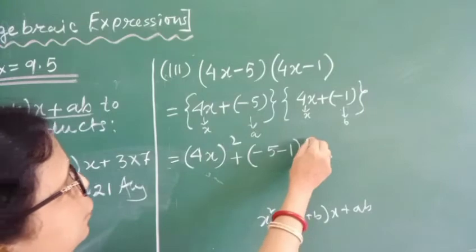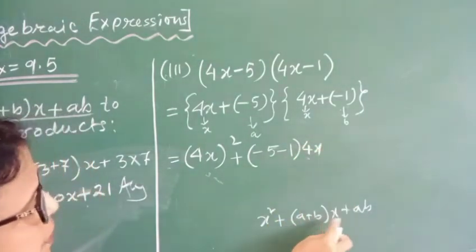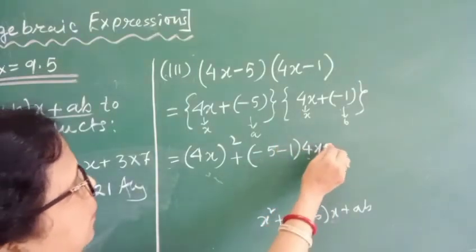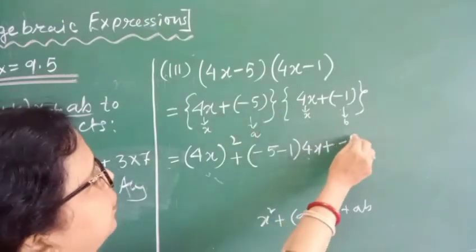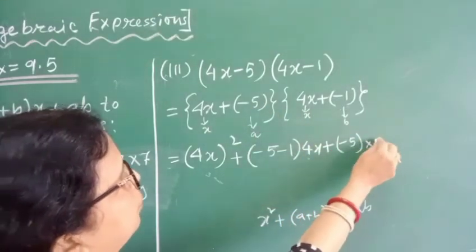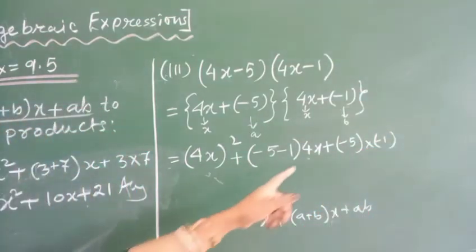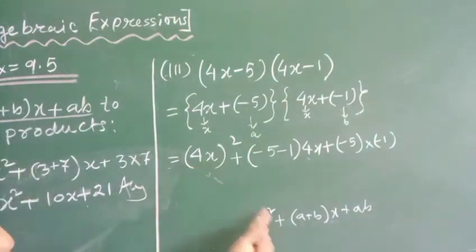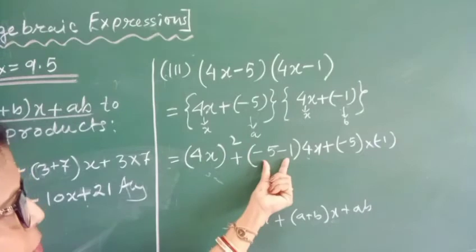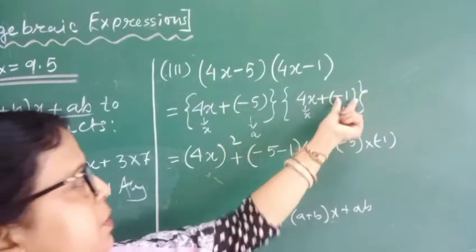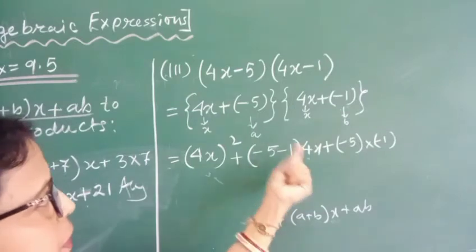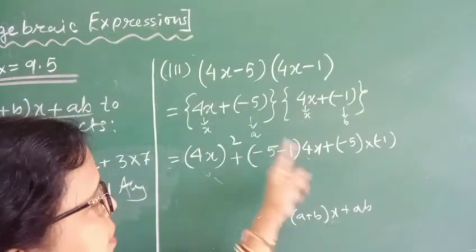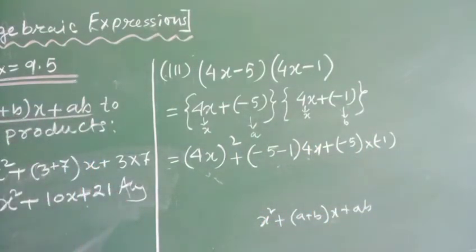Then x is 4x, a plus b into x. So minus 5 minus 1 into 4x plus a into b, minus 5 into minus 1. Can you see? Minus 5 into minus 1. So x square plus a plus b, a is minus 5 plus b is minus 1, minus 5 minus 1, x is 4x, then plus sign a into b, a is minus 5 and b is minus 1. Okay.